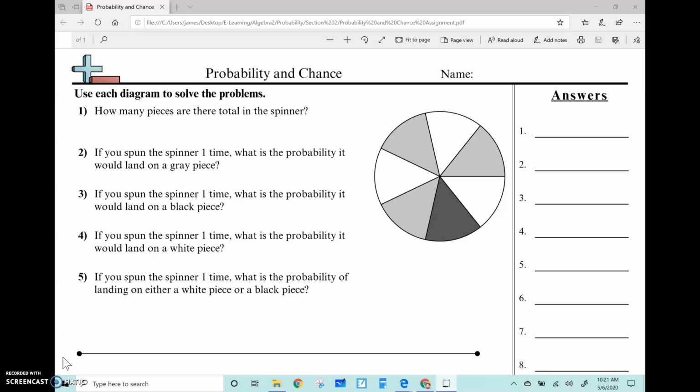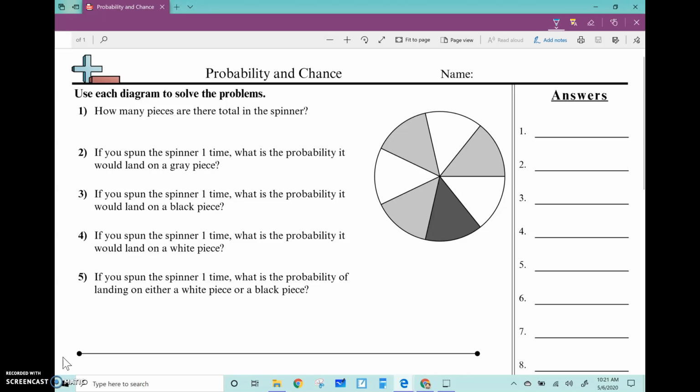So first off, we'll start off with number one, and it says how many pieces are there total in the spinner, and you can just count these one by one. And as we can see, we've got 1, 2, 3, 4, 5, 6, and 7. So we have 7 pieces total. All right, and that's going to be big when we're making our calculations, because your total typically is going to be your denominator.